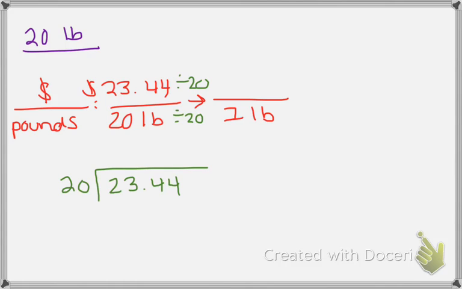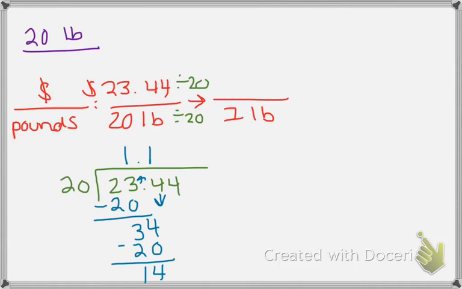When you have a decimal on the inside, remember to bring it up to the top in your answer. Okay, 20 goes into 23 once. 1 times 20 is 20. 23 minus 20 is 3. Bring down the next digit, which is a 4. So now it's 34. 20 goes into 34 once. 1 times 20 is 20. 34 minus 20 ends up being 14. Now we have to bring down the next number, which is a 4. So now we have 144.